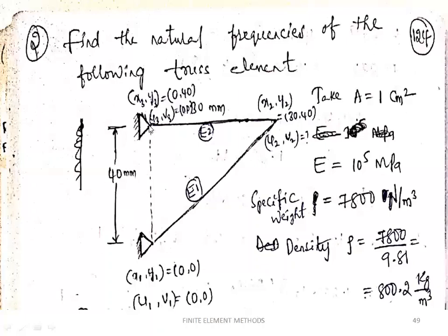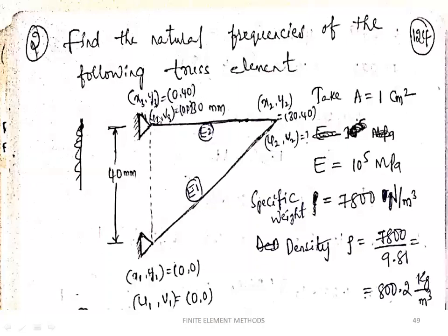Similarly, let us assume this is nodal point 3. At nodal point 3, the coordinate values are x3, y3. Here x3 is 0, and only y3 exists, which is equal to 40 mm. So these are the coordinates. Recalling again, x1, y1 is 0 comma 0, x2, y2 is 30 comma 40, and x3, y3 is 0 comma 40.